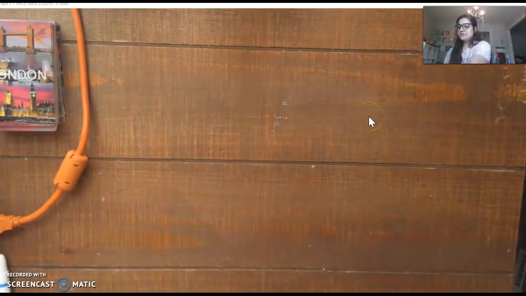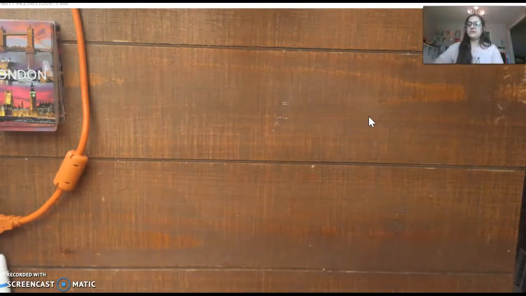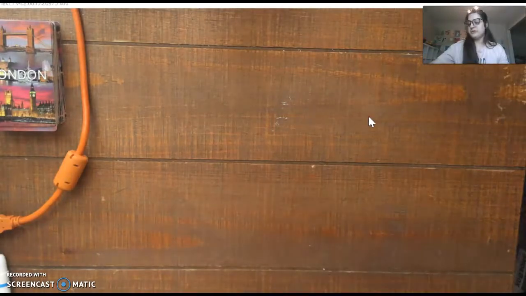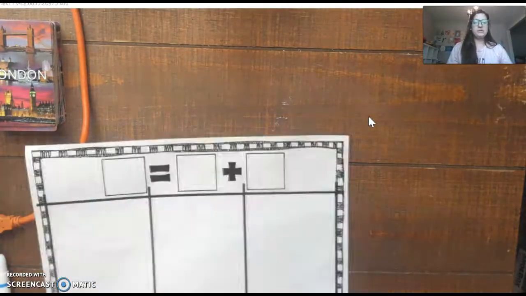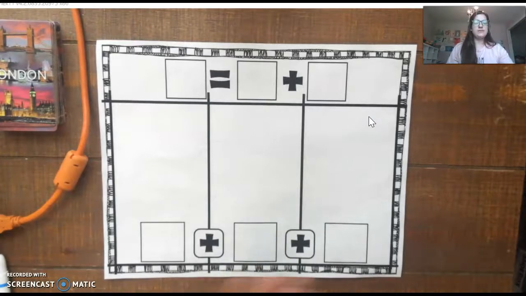All right, so let me show you your work mats. These 2 resources are also provided for you in the links. You can print those out and have them handy with you while you're doing your math work. So here's your work mat. This is just an example. If you want to print this, you can, but you don't have to.